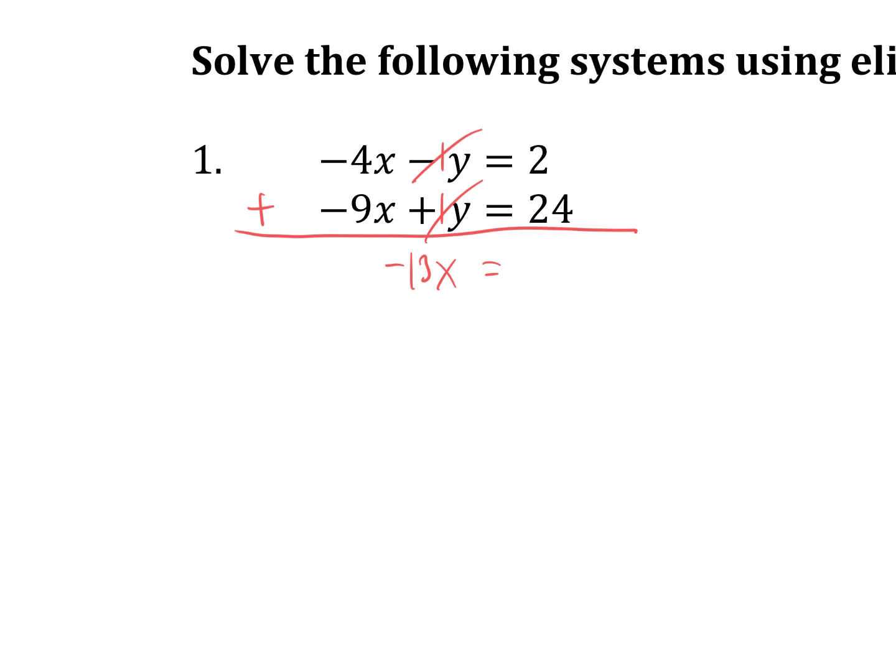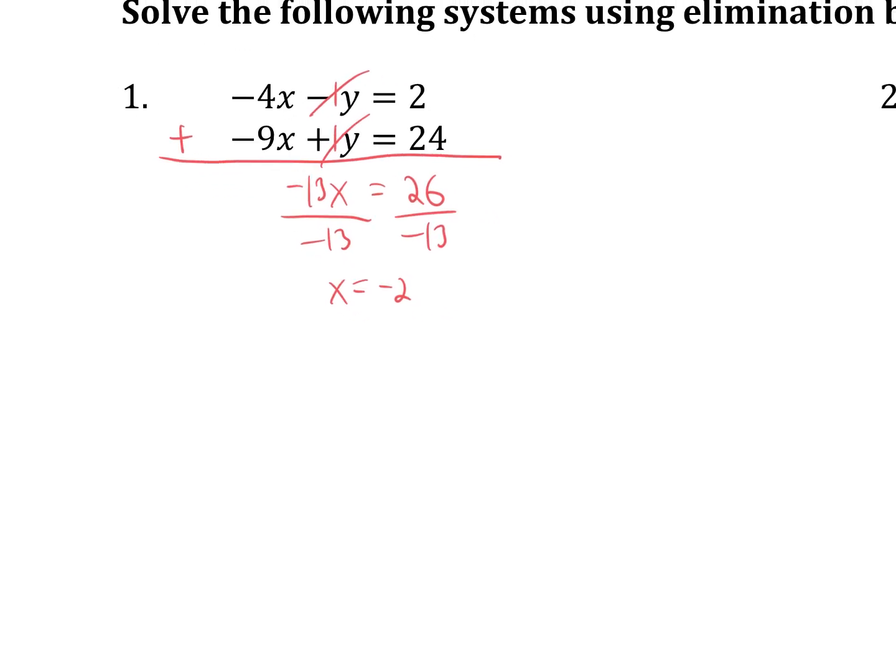And then 2 plus 24 is 26. Now we can solve from here. How do we do that? Divide by negative 13. All right, and then that's going to give us x equals what, negative 2? Are we done? We are not.